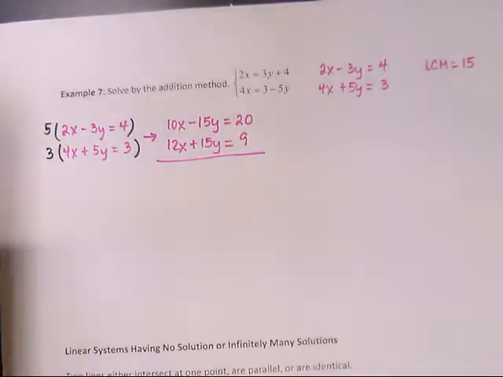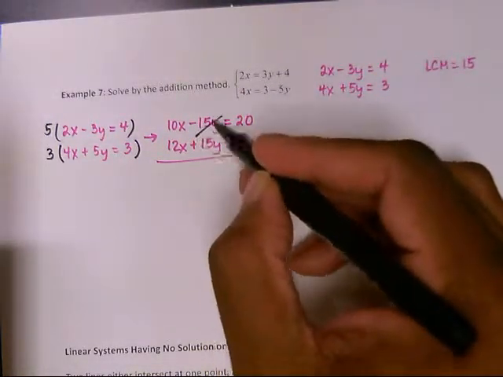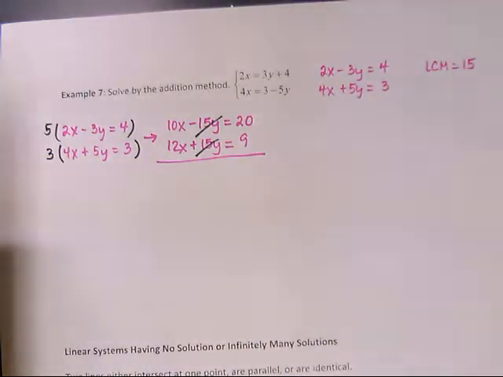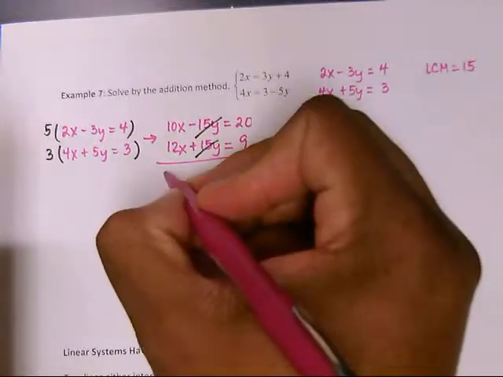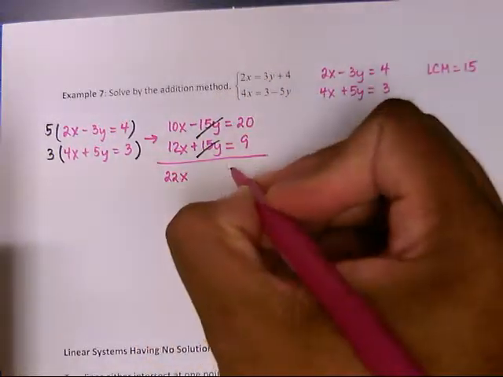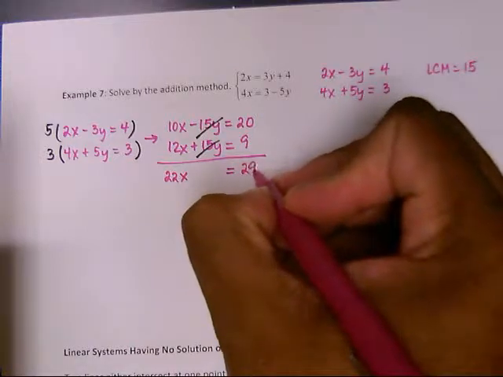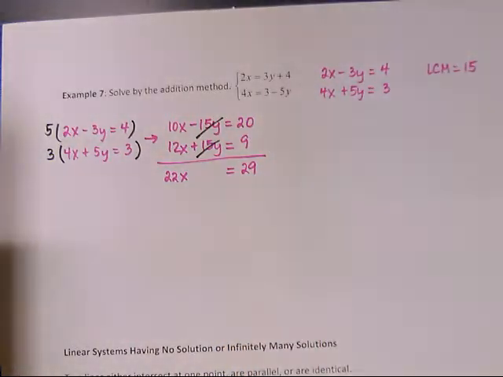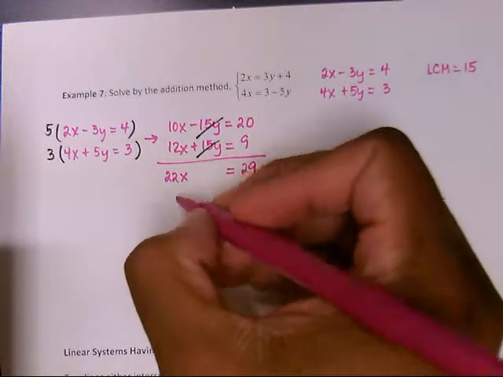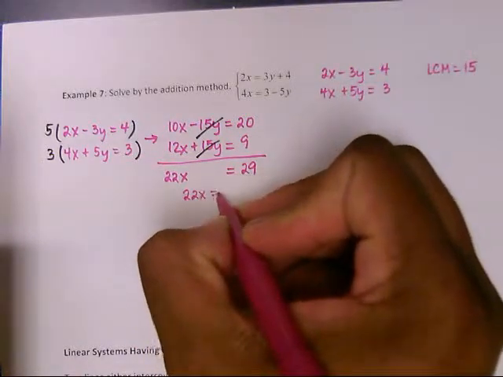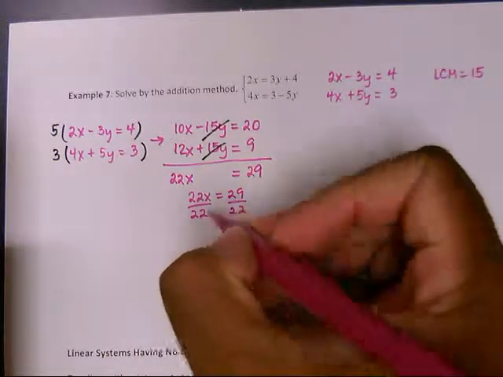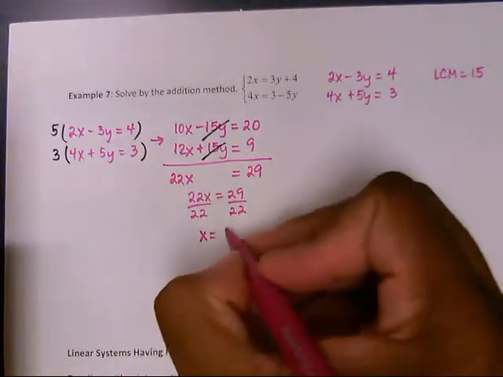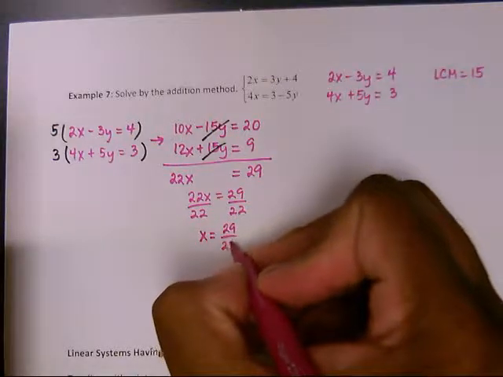And now I can eliminate the 15y's here. So here, negative 15y and a plus 15y, that's gone. And I'm going to add the two equations together. 10x plus 12x is 22x. And that's equal to 20 plus 9, that would be 29. So here I have the equation 22x is equal to 29. Divide by 22. And notice you have a messy fraction here, x equal to 29 over 22.